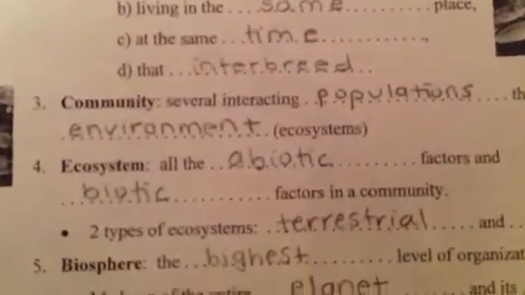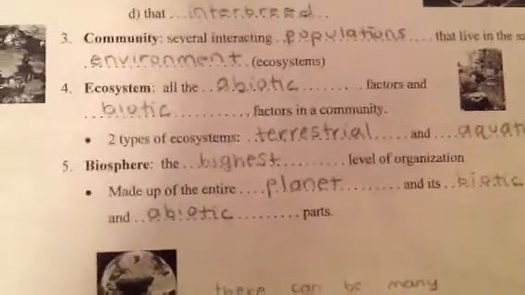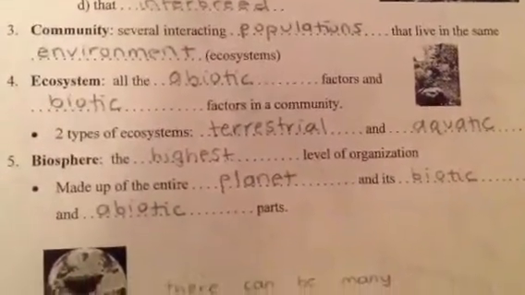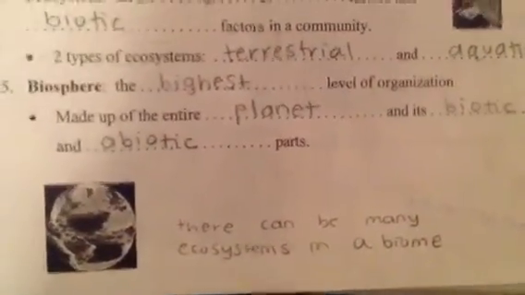Two types of ecosystems include terrestrial and aquatic. Biosphere. This is the highest level of organization. This is made up of the entire planet and its biotic and abiotic parts. Also, there can be many ecosystems in a biome.